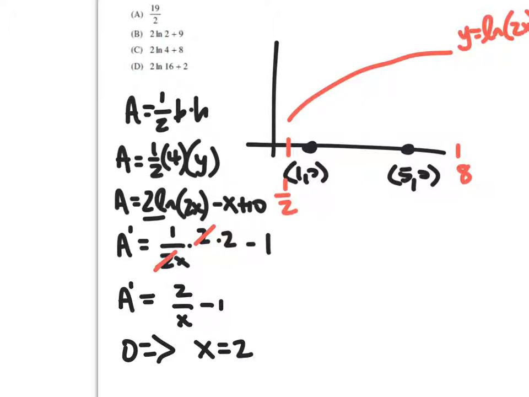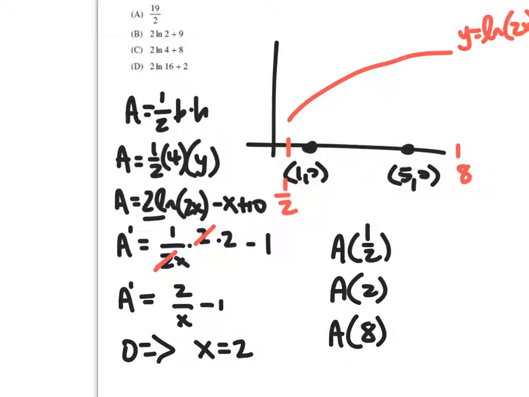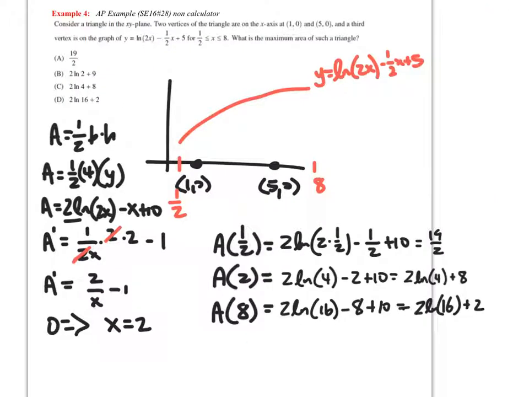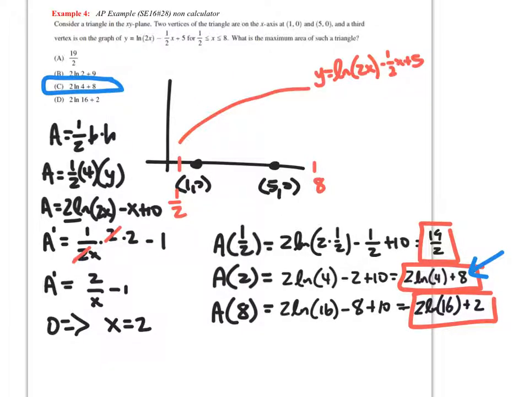Okay, so we've got some critical points here. We've got endpoints. We want to know what the area would be at either of the endpoints, and then what the area would be at our critical point, where x equals 2. So as we look at these three outputs, we see 19/2, we see 2 natural log of 4 plus 8, and 2 natural log of 16 plus 2. The maximum value out of those three is this one, so the area will be maximized when the x value is 2. That would be our area, and C would be our answer.